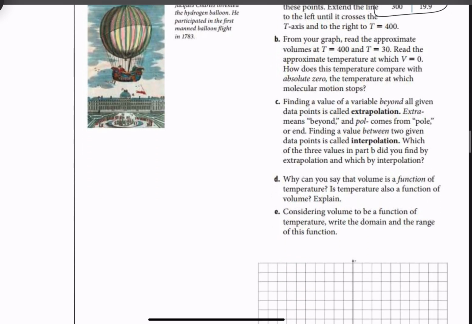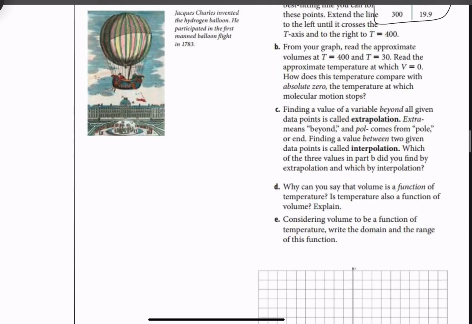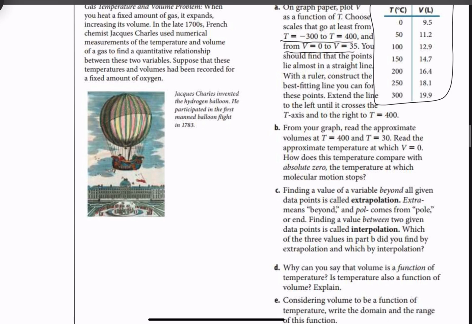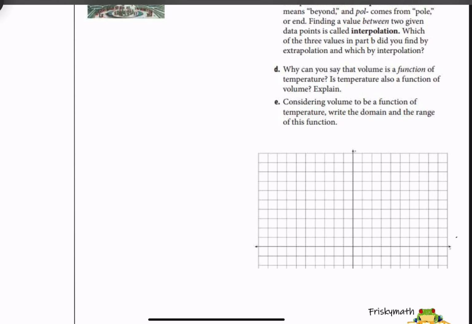So I've given us some graph paper below, and that's where we're going to plot our points. Let's see what else this says. We're going to choose scales that go at least from, okay, so we need temperature to go from negative 300 to 400. We need volume to go from 0 to 35. We don't need any negative volumes. In order to make everything fit, on the t-axis, or the temperature axis, which again is in degrees Celsius, and on my volume axis, which again is in liters, I'm going to have to skip some units here.